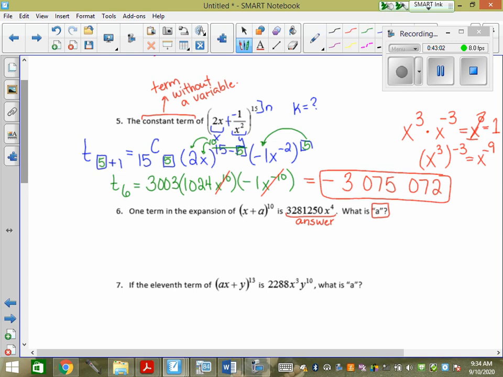We know x is x. We know y is going to be a. We know n is going to be 10. Do we know k? No. What do we do when we don't know k? We put boxes, right? We fill it all in, and then we see if we can go from there. So we're going to go t blank plus 1 equals 10c blank, x to the 10 minus blank, or box, a to the box.